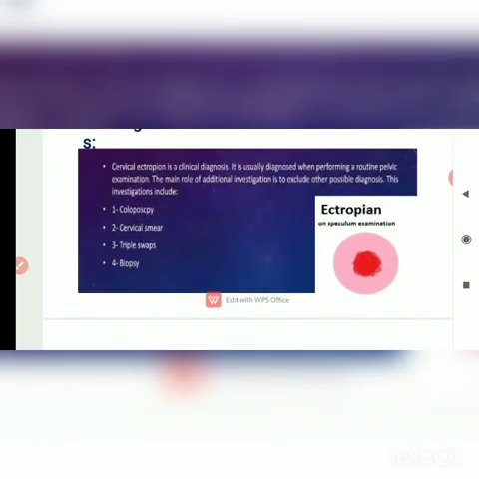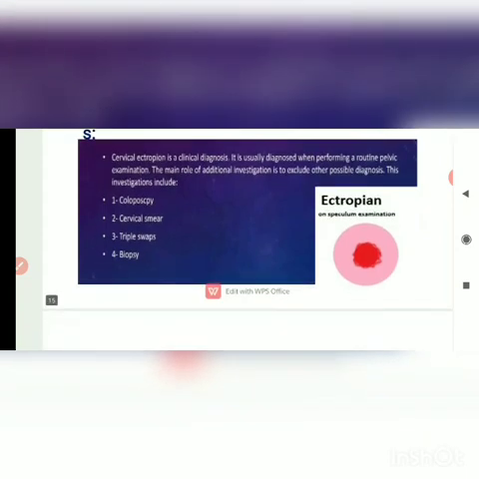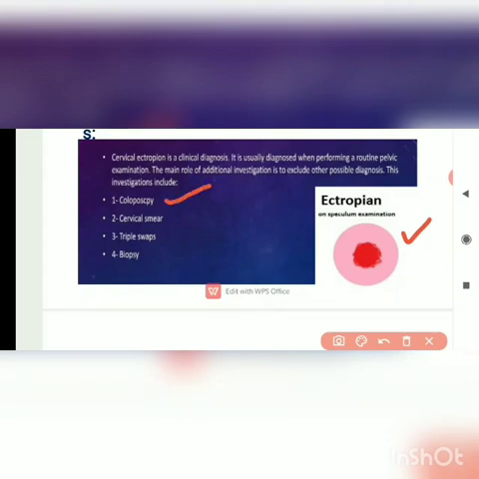So how do you diagnose? The main diagnosis is by per speculum examination, okay? Apart from per speculum examination, we can do colposcopy. In colposcopy also we can diagnose, okay?